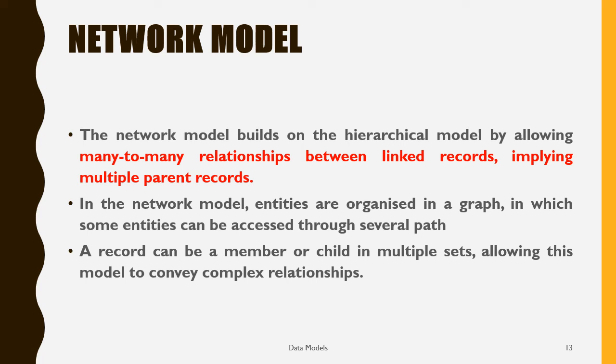In case of the hierarchical model, we stick to there being only one parent, and one parent can have multiple children. But in the case of network model, we are trying to establish many-to-many relationships between these linked records. In network model, entities are organized in a graph in which some entities can be accessed through several paths. A record may be a member or child in multiple sets, allowing this model to convey complex relationships.